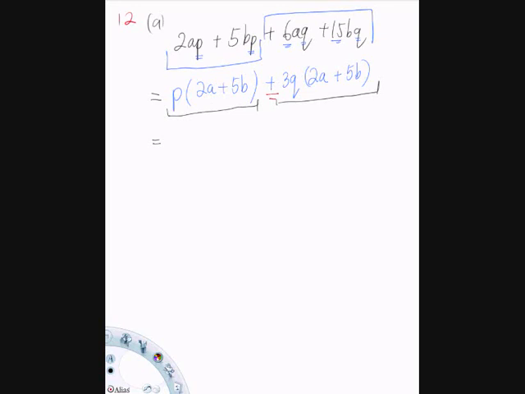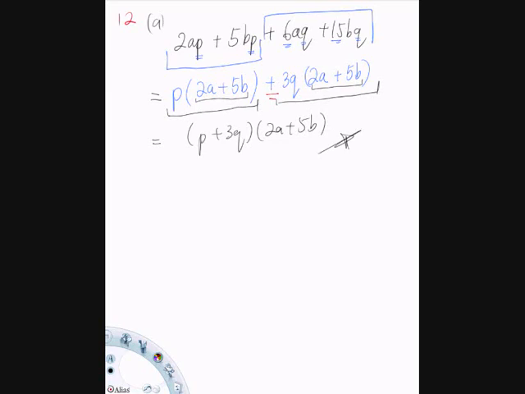The next thing we check, are the expressions in the brackets the same? If the expressions in the brackets are the same, we can simply say that 2a plus 5b is a common factor of these 2 groups. So we can remove this common factor, and the answer becomes p plus 3q, 2a plus 5b, and that's the answer.